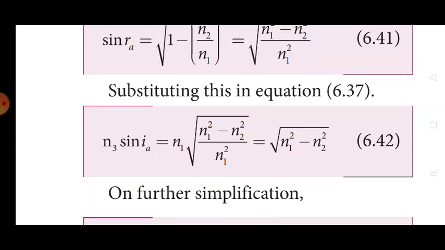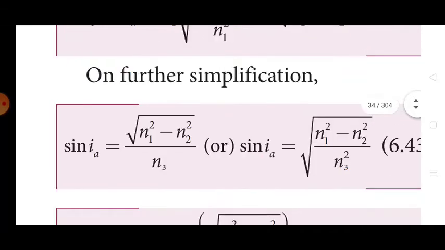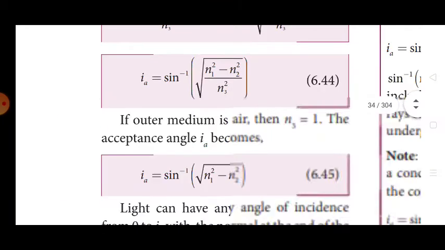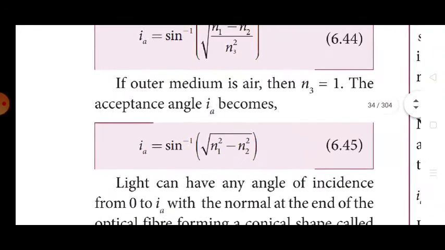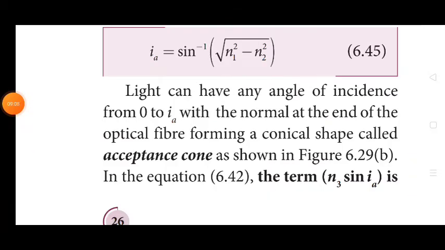Further simplification, we get sin IA is equal to root of N1 square minus N2 square by N3 square. So IA is equal to sin inverse of root of N1 square minus N2 square by N3 square. For an outer medium of air, N3 is equal to 1, and the acceptance angle IA becomes sin inverse of root of N1 square minus N2 square. Light can have any angle of incidence from 0 to IA with the normal at the end of the optical fiber, forming a conical shape called the acceptance cone, as we saw earlier in the diagram.